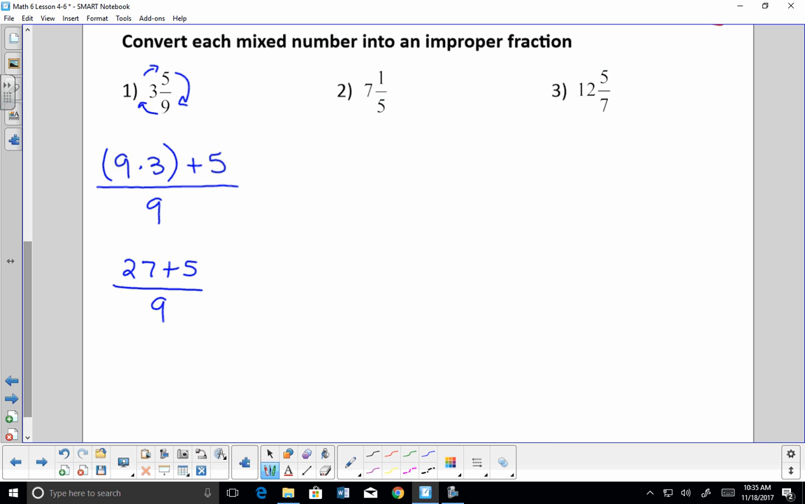27 plus 5 happens to be 32, so this becomes 32/9. You'll get to a point where you should be able to do this in your head. I can do this in my head. For right now, I want you to show the steps until you get really, really good at it.